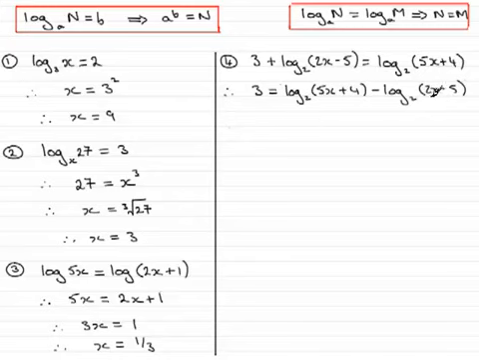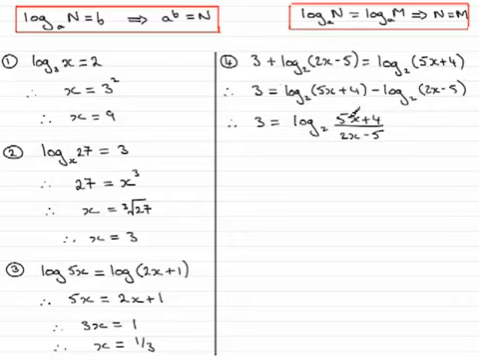Now you should be familiar with the subtraction rule for logs. The subtraction rule for logs allows me to say that the log of one number minus the log of another number is the same as the log of one number divided by the other value, 2x minus 5. If you're not familiar with that rule, just go back on my website, look under tutorials for logs, and you'll find that I've done a tutorial on simplifying log expressions.